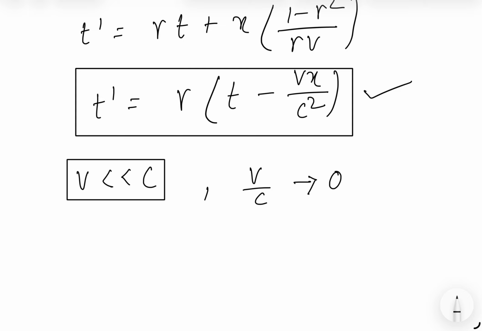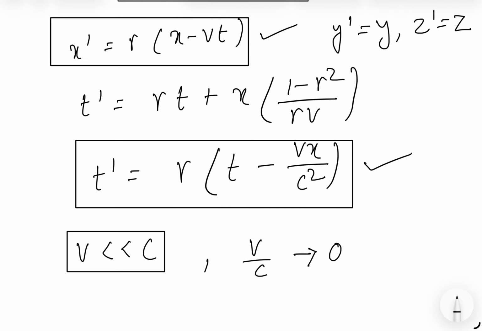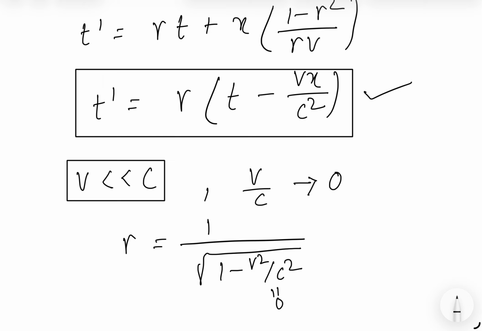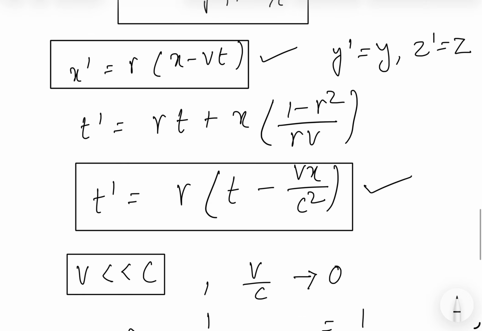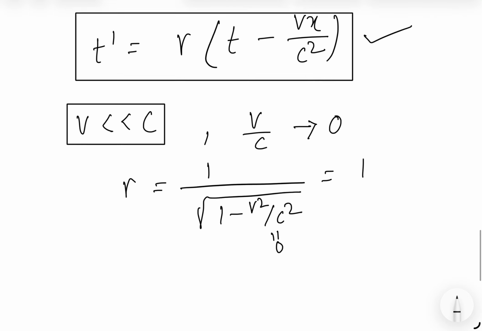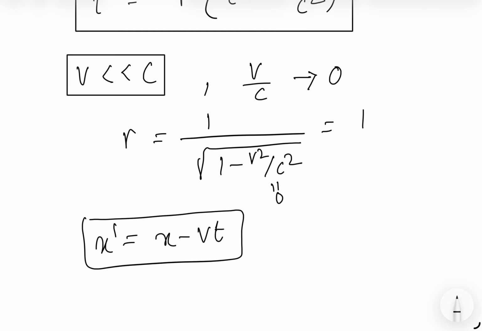Okay, so under this condition, if you check your gamma, which is 1 divided by square root of (1 minus v square by c square), you got this term to be 0, so 1 minus 0, so 1 by 1, which is 1, right? So if I substitute it here, you got x dash equals gamma times (x minus vt), which is x dash equals x minus vt. Again you get back to the Galilean transformation by considering gamma is 1.